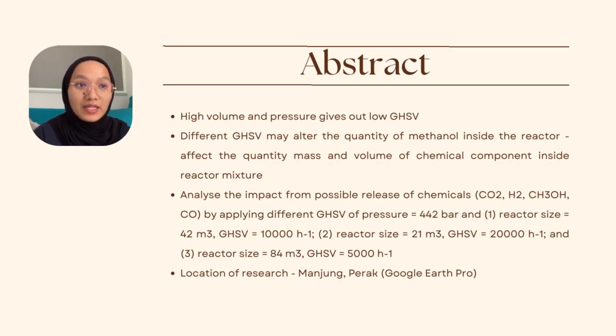monoxide by applying different GHSV of pressure 442 bar and the reactor size for plant 1, which is 42 meter cube, with a GHSV of 10,000 per hour. The plant 2 with a reactor size of 21 meter cube with GHSV of 20,000 per hour, and the reactor size of plant 3, which is 84 meter cube with a GHSV of 5,000 per hour. The location chosen to carry out this research for 3 methanol plant reactors is in Manjung, Perak.